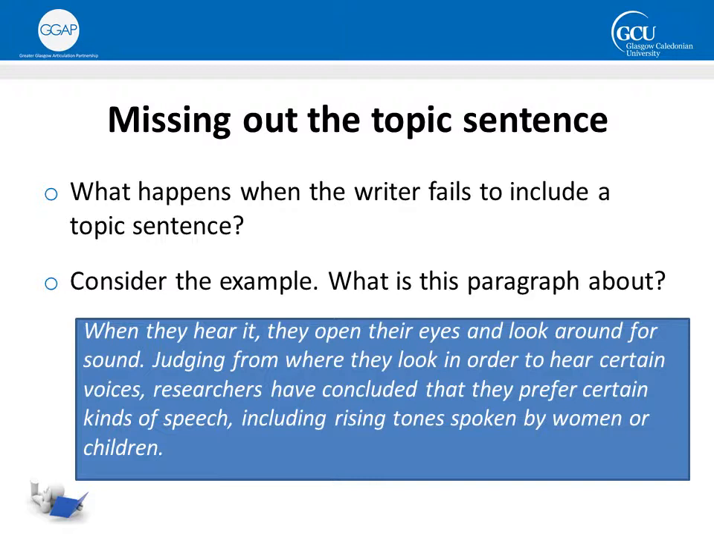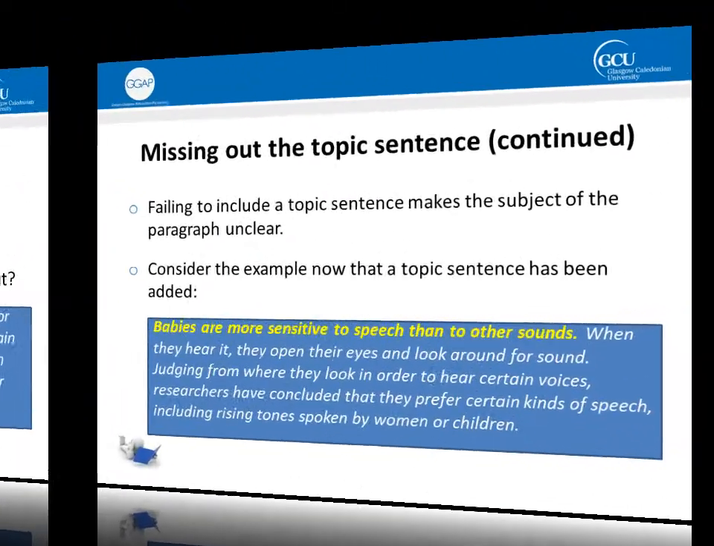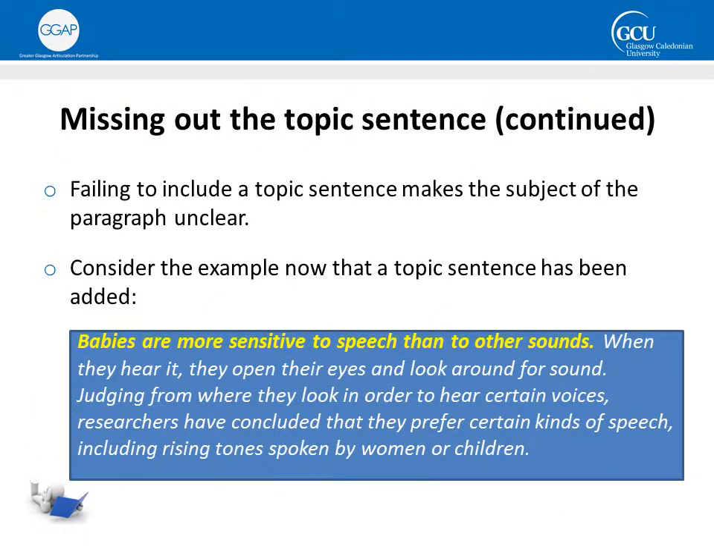But what happens when the writer forgets or fails to use a topic sentence? Pause the video while you read through the example in the slide and ask yourself, what is this paragraph actually about? You probably found that the topic of the paragraph wasn't immediately obvious, and you were working quite hard to try and work out what it was about, and that's because the paragraph doesn't include a simple topic sentence. As you'll see in the example, when a topic sentence is added, the subject of the paragraph suddenly becomes clear. Again, you can pause the video while you read through the example.